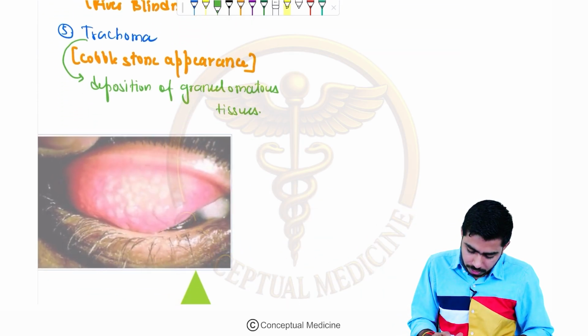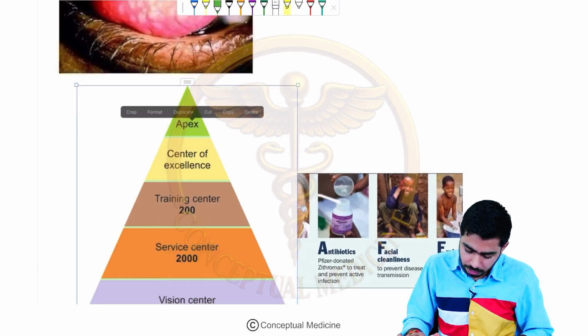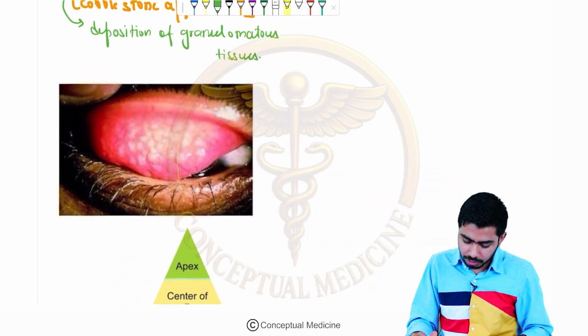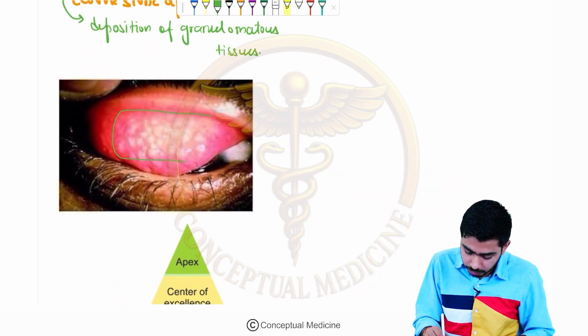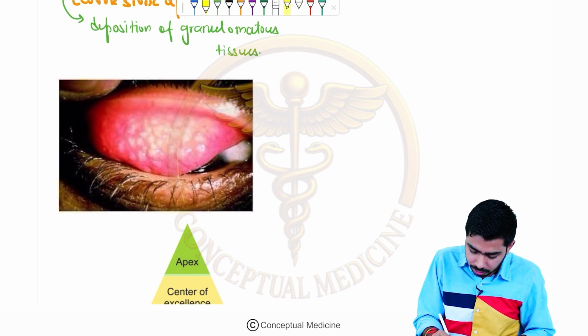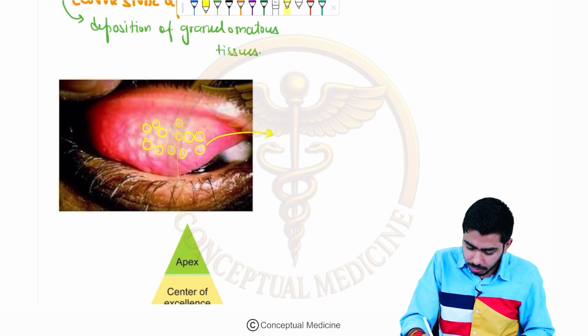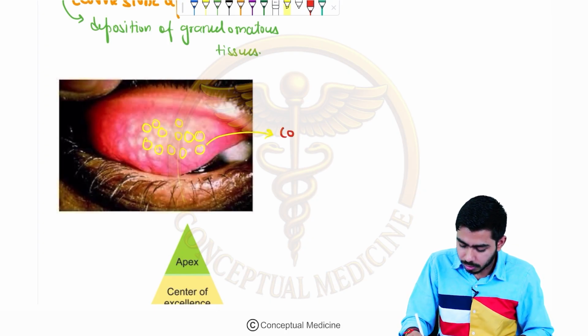This is the diagram which you shall remember for this particular thing. Here we are seeing trachoma, and this is the cobblestone appearance which you can see over here. There are granulomatous tissues accumulating there, which gives us the cobblestone appearance. No doubt about that.